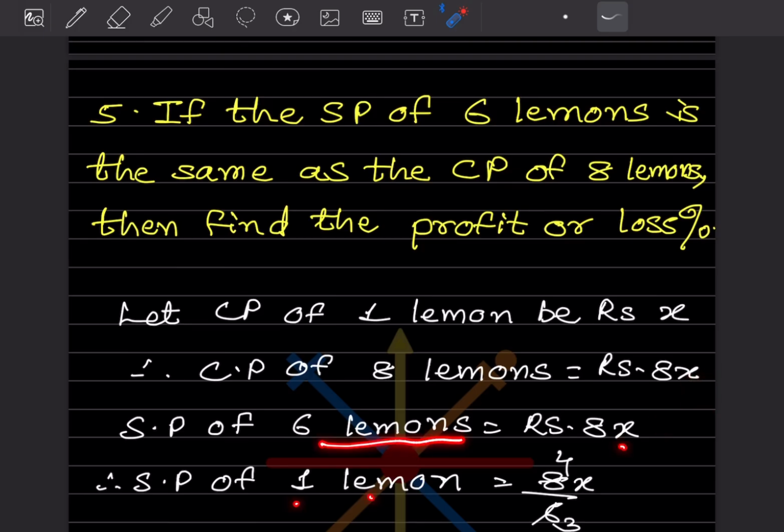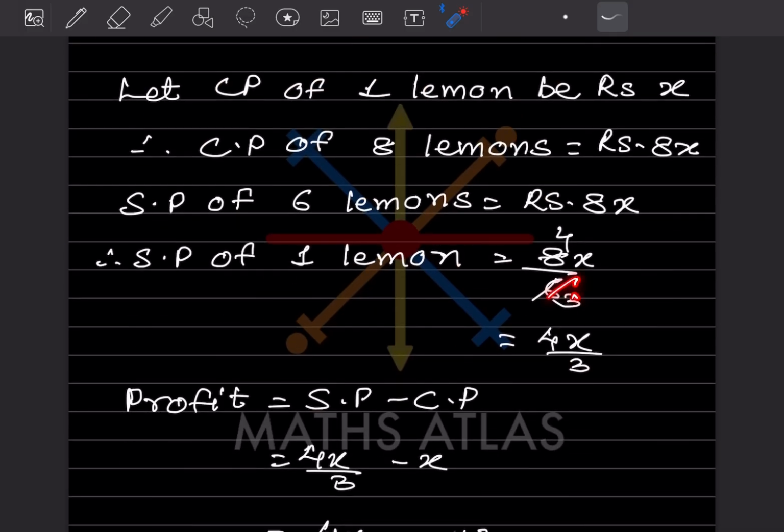So the selling price of 1 lemon will be 8x by 6. After simplifying, we get that as 4x by 3. So we can see now the selling price is more, so there will be a profit. We have to use this formula: profit is equal to selling price minus cost price. So that will be 4x by 3 minus the cost price, which is x.